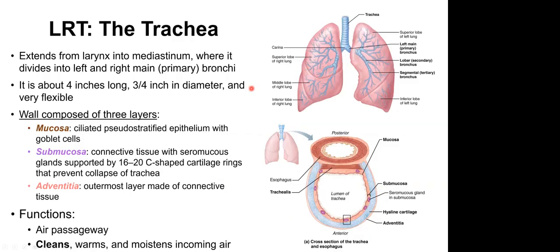All right, so we've talked about the larynx then. Now we're going to move down to the trachea. And so the trachea is going to extend from the larynx into the mediastinum, where it's going to divide into the left primary bronchi and the right primary bronchi. The trachea is about 4 inches long, about 3/4 inch in diameter, and it's made of a really flexible material. And in terms of the anatomy of the walls, it's composed of 3 layers.